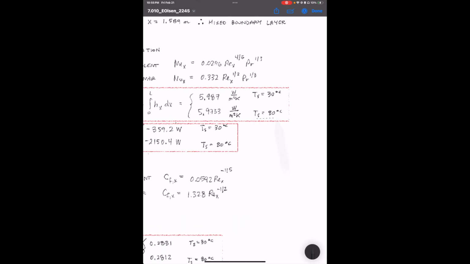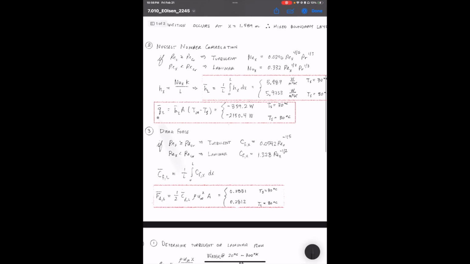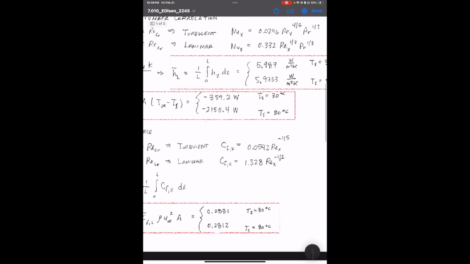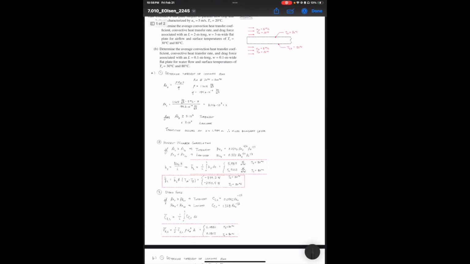And for our two surface temperature conditions, we get values very close to each other of 5.987 watts per meter squared Kelvin at 30 degrees Celsius surface temperature and 5.9733 watts per meter squared Kelvin at 80 degrees surface temperature. And to get our average heat rate caused by the convection, it's just h A delta T, and that gives us negative 359.2 watts and negative 2150.4 watts for both our surface temperature conditions. And that's negative as in heat is flowing from the plate to the air, since the plate is at a higher temperature than the airflow.